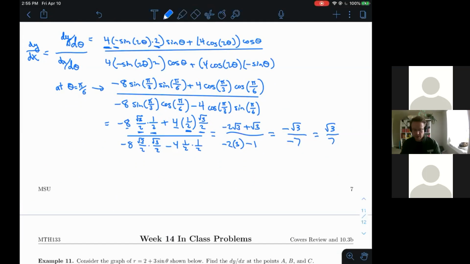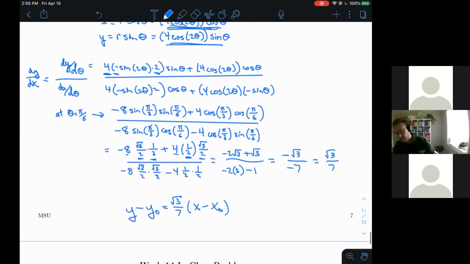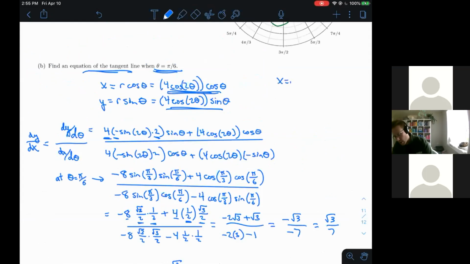So that's the slope of the tangent line. Remember, the full equation of the tangent line looks like y minus some y point is equal to m times x minus some x point. And now I know that my slope, this m value, is √3/7. So in order to finish it up, I need an x value and I need a y value. And this is where we can plug into our old x equals r cosine theta and y equals r sine theta.